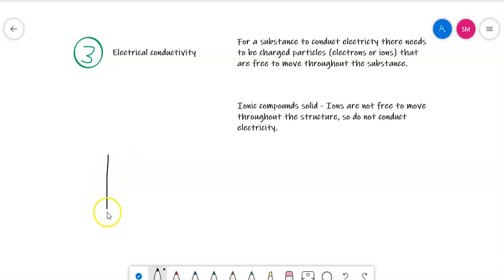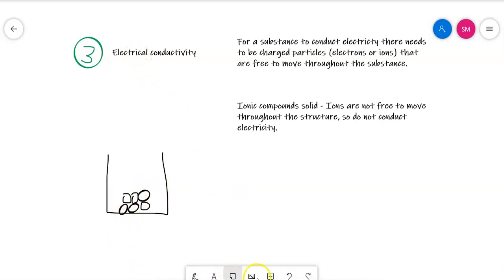So I'll just remind you of the basic structure of liquids and solids. Remember solids, if you were to put a solid in a beaker, there are strong forces of attraction between the particles. So the particles are not able to move past each other and they do not take up the whole space. So that's what we've seen with the ionic compound so far. So it's a solid.